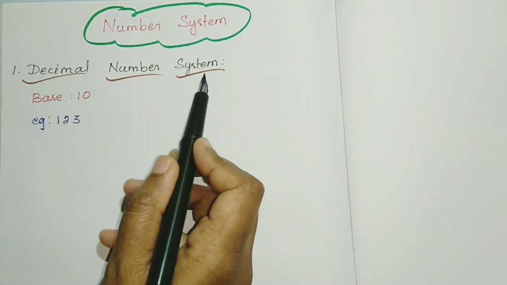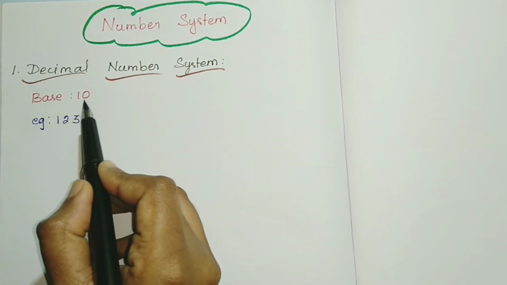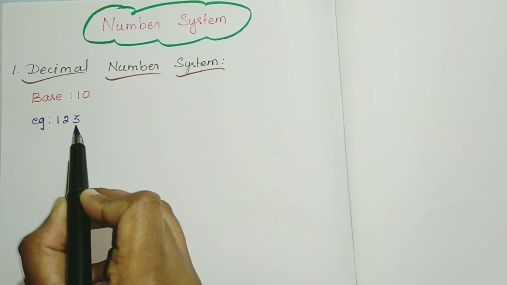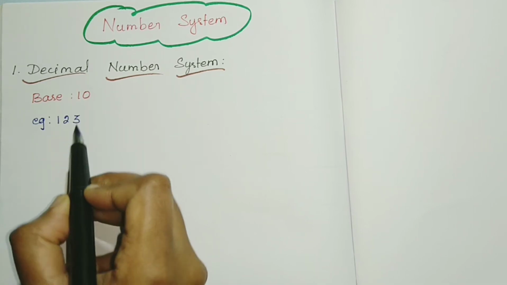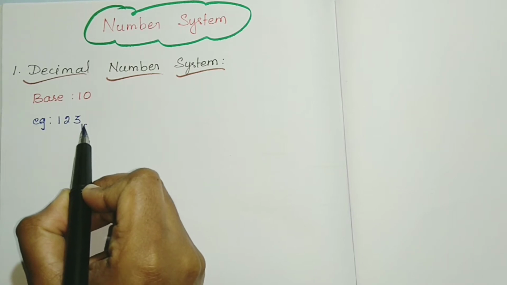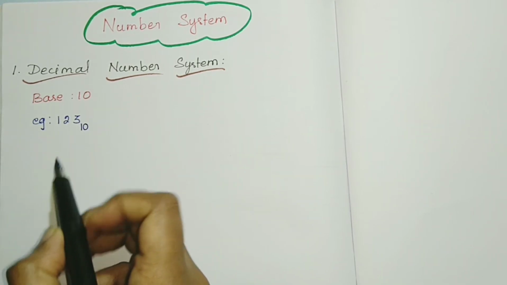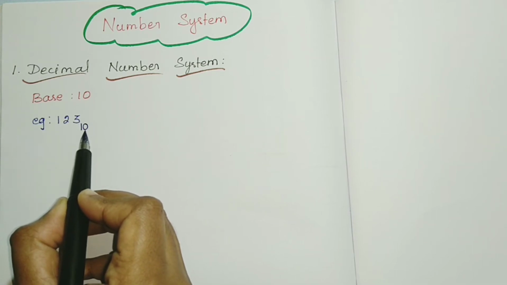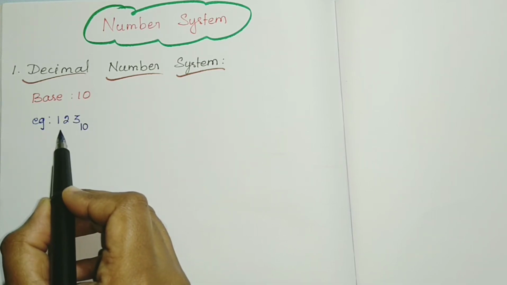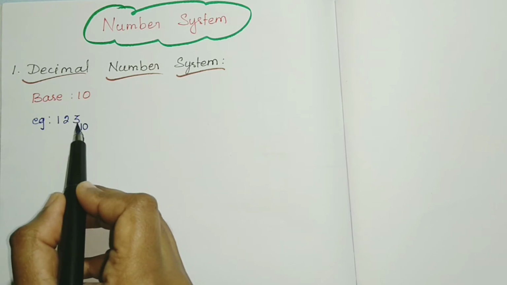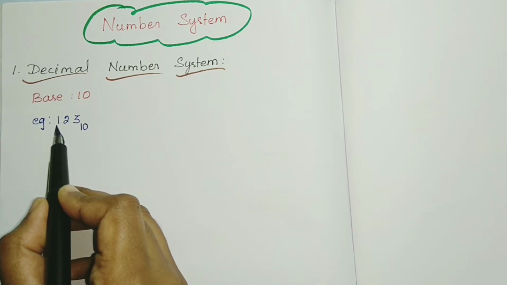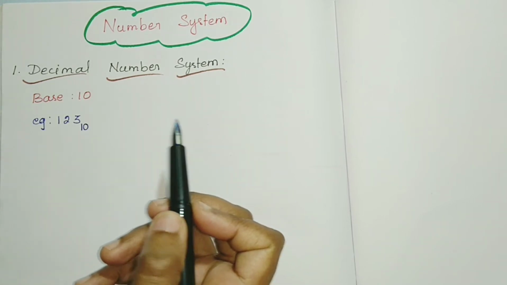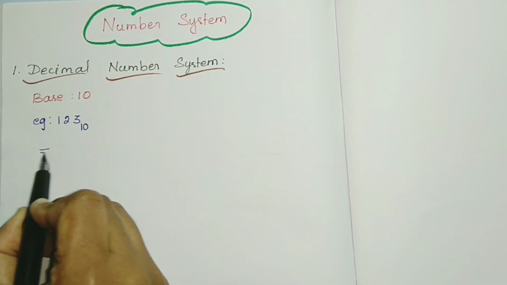So the base of the decimal number system is 10, and here we have an example, 123. If you want to represent this as a decimal number, write the base 10 below the line of the given number. So 123 base 10 is a decimal number. Now let's expand this decimal number to understand even better. Every single digit in a decimal number is multiplied by 10 to the power terms. So let's see how it is done.